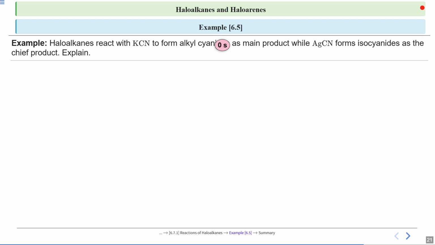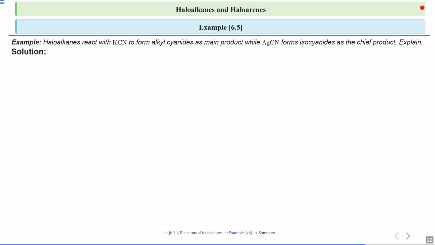Okay, let's see. For this example, first we will talk about KCN, potassium cyanide. Now, this potassium cyanide is ionic. Ionic means when you dissolve potassium cyanide, it dissociates in the solution and releases the cyanide ion and the potassium ion, right? K positive and CN negative are obtained from potassium cyanide when you dissociate it in the solution.